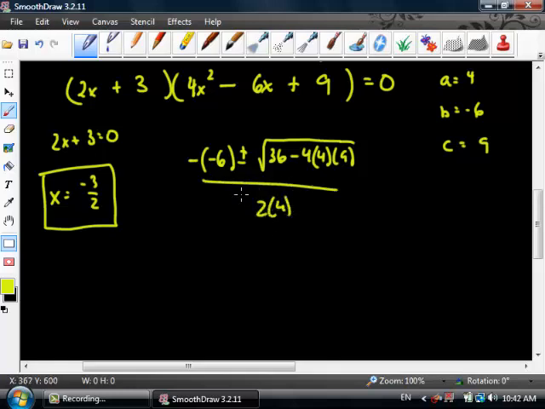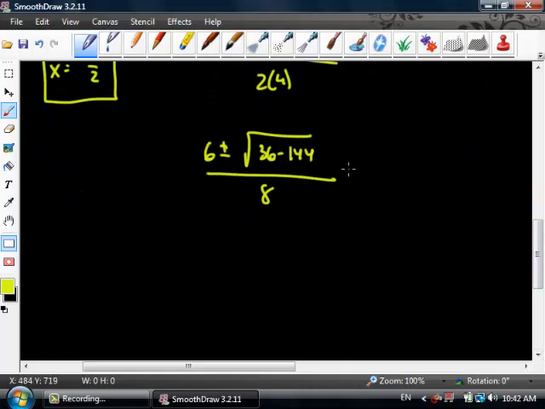Let's clean this up a little bit. Negative 6 right here is going to be 6 plus or minus 36 minus this quantity. 4 times 4 times 9 is 144. 36 minus 144, sorry. Over 8. 36 minus 144 is negative 108. So this is 6 plus or minus the square root of, or rather, negative 108, sorry. All over 8.